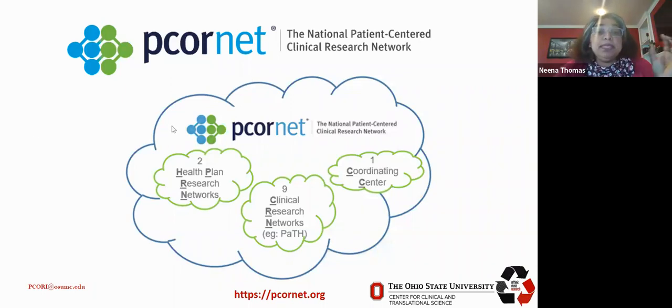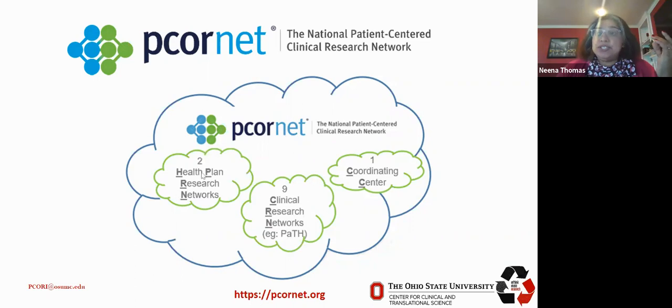So as I mentioned, this network of networks, that is PCORnet, is a tightly integrated partnership of 9 clinical research networks, 2 health plan research networks, and 1 coordinating center. These clinical research networks consist of healthcare systems like academic medical centers such as Ohio State and Michigan. It could be hospitals, a federally qualified health center, or any integrated health delivery system. One of the clinical research networks is called PaTH, and Ohio State is part of the PaTH network, and that is how they become part of PCORnet.